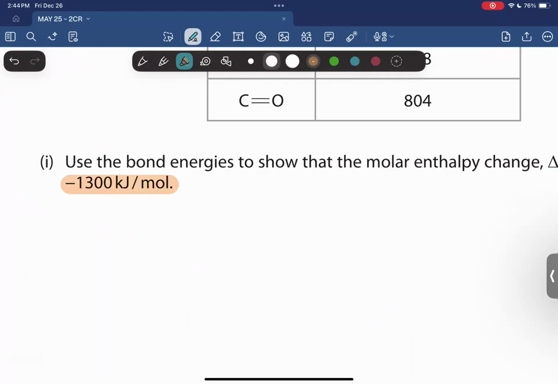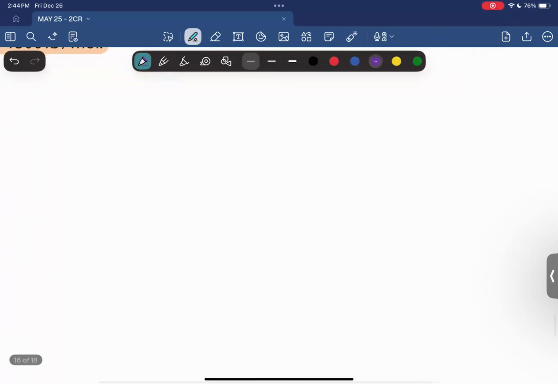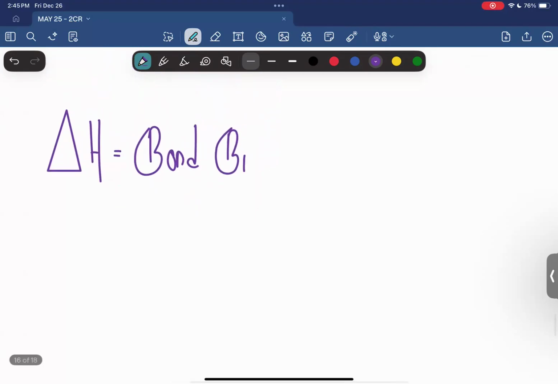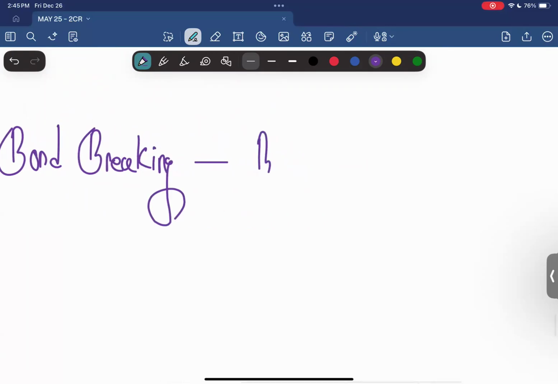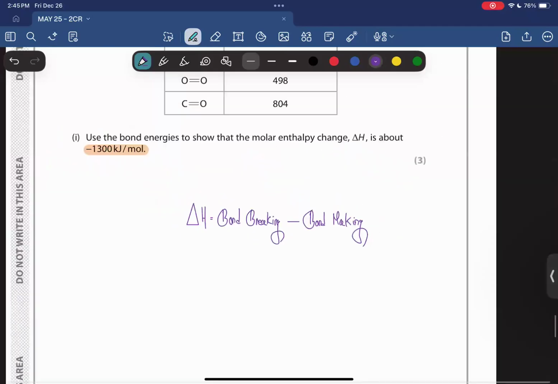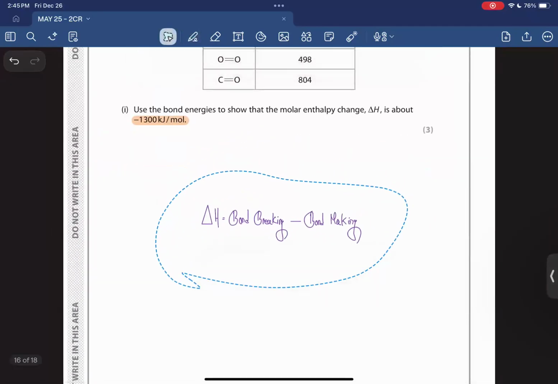So what do we know? Delta H equals bond breaking (BB) minus bond making (BM). This is the formula for delta H. Now let's figure out the amount of energy needed to break the bonds.